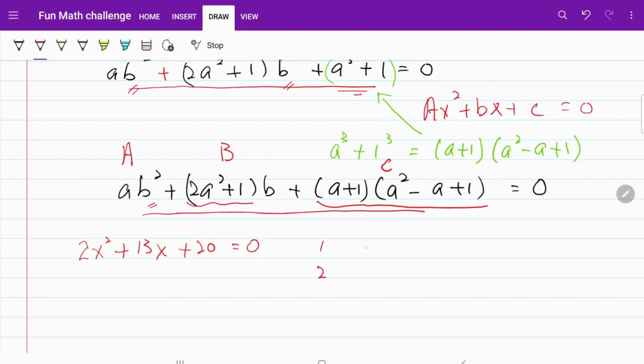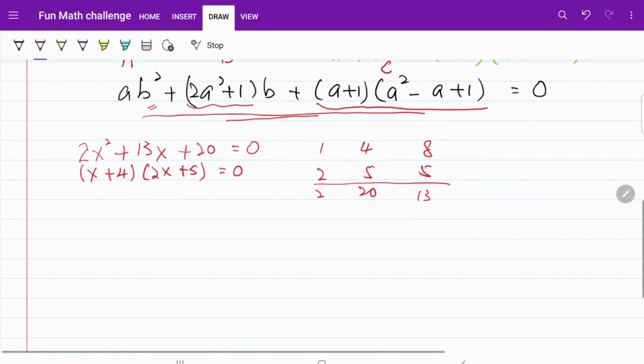So I have 1, 2, 4, 5. 2 times 4 is 8. 1 times 5 is 5. So that's 13. That's 20. That's 2. In other words, I can write this quadratic equation as (x + 4)(2x + 5) equal to 0. From there I can solve for x. That's simple enough, but we are going to apply the same logic to try to solve this equation.